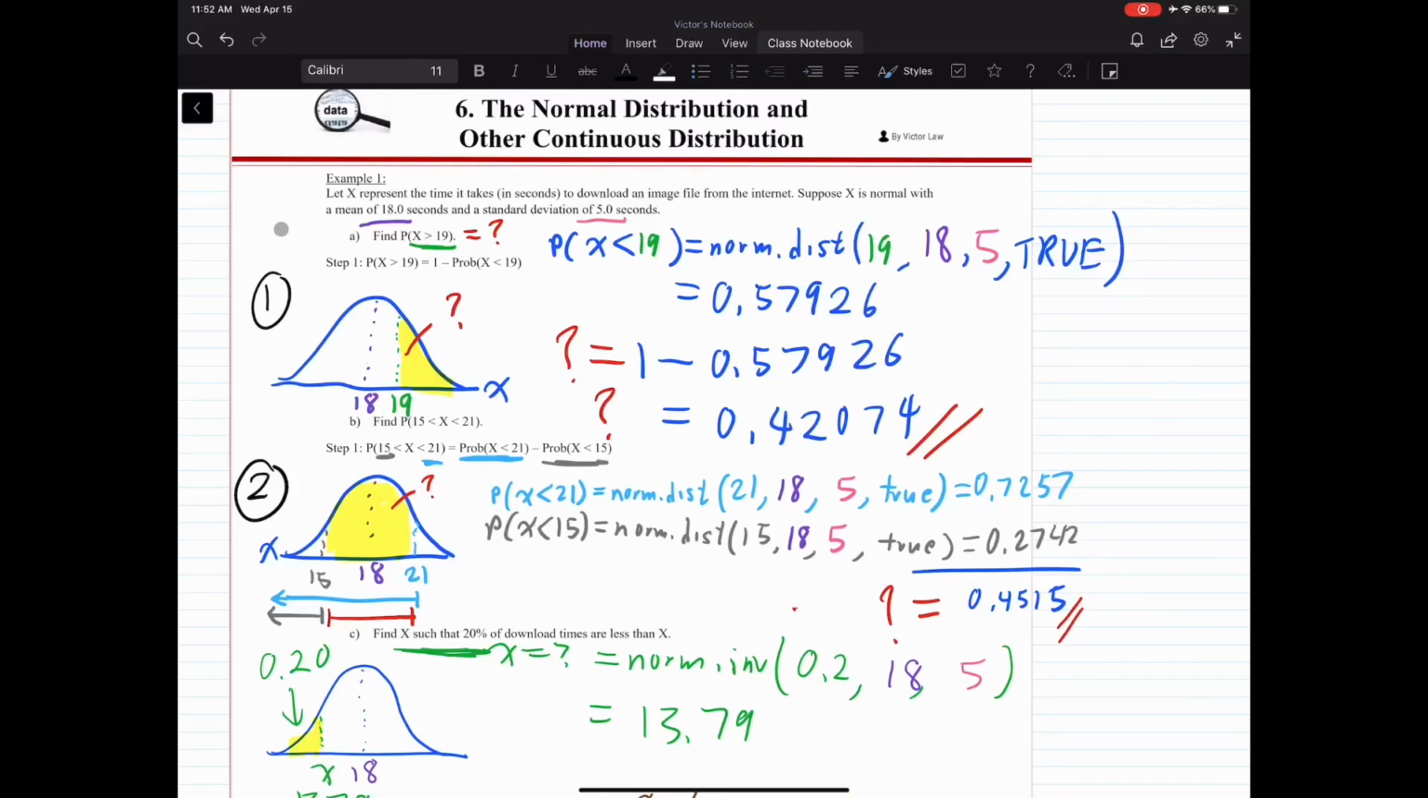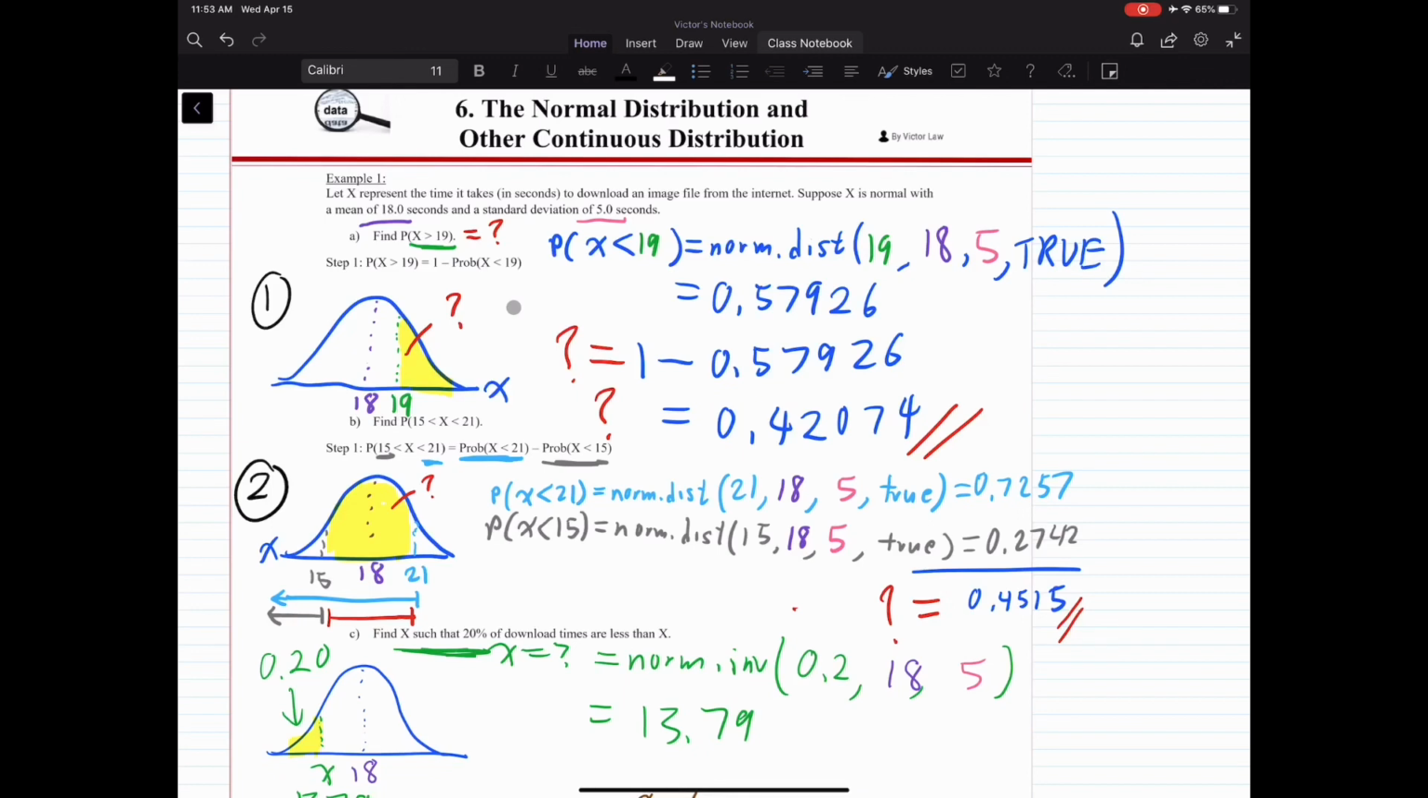So example 1, let x represent the time it takes in seconds to download an image file from the internet. Suppose x is normal with a mean of 18 seconds and a standard deviation of 5 seconds. Part A, find the probability of x is greater than 19.